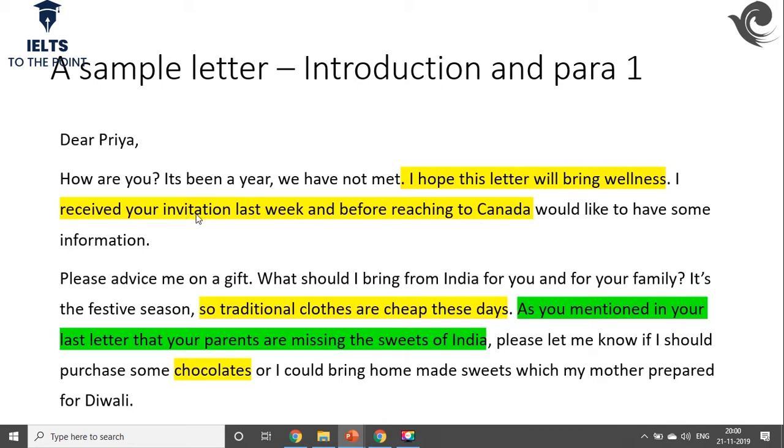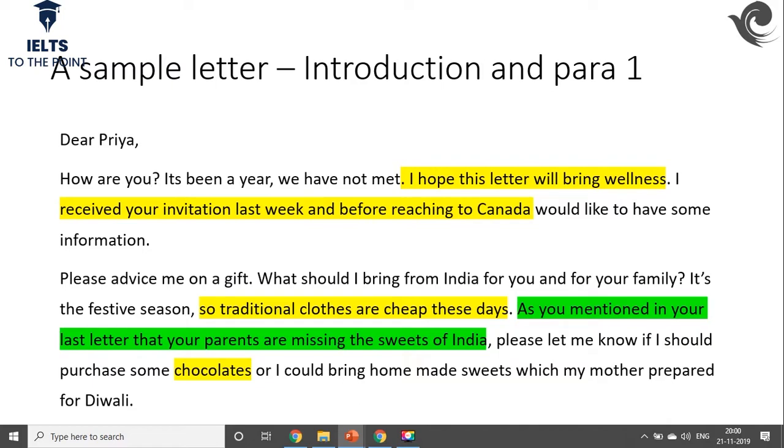Second thing is invitation. I have received your invitation last week. Invitation for what? That is also not very clear. Had the author written that okay, the invitation to visit Canada or the invitation to visit your house in Canada, I would like to have some information, that would have at least made some sense, but this doesn't make any sense. It just confuses the reader.